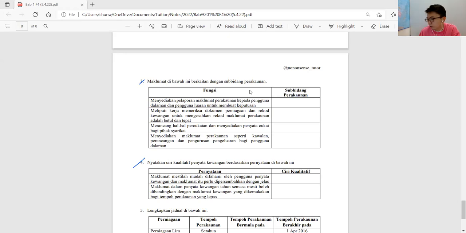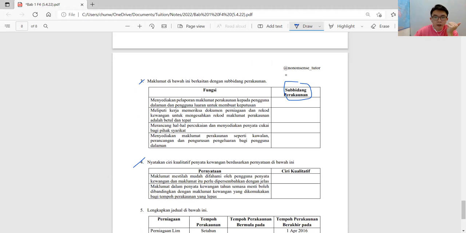Let's go. Question three: menyediakan pelaporan maklumat perakaunan kepada pengguna dalaman dan pengguna luaran untuk membuat keputusan. When we see this kind of function, by the way, what are the four sub bidang? You have to know the four sub bidang perakaunan. There are four: the perakaunan kewangan, the perakaunan pengurusan, the management accounting, then the pengauditan, and lastly the percukaian. These are the empat sub bidang perakaunan.